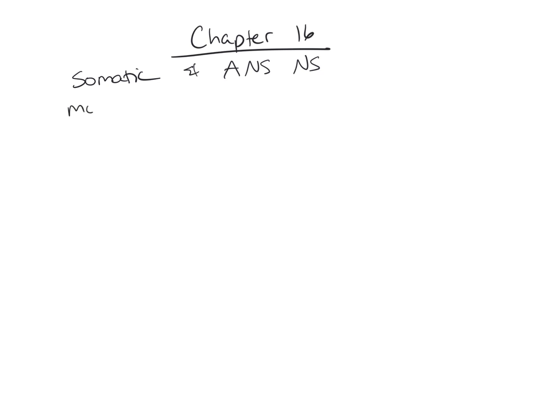This is a review of Chapter 16. To begin, I want to talk about the differences between the somatic nervous system and the autonomic nervous system. First of all, both of these systems send out motor commands, so they're both part of the motor division.